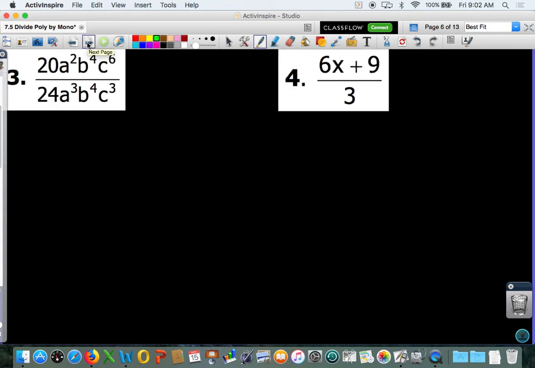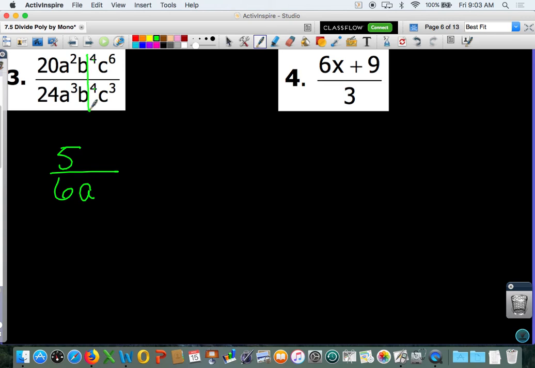Number 3, still dividing, still monomial divided by monomial, still review. Start by dividing your coefficients. 20 divided by 24 gives you the fraction 5 over 6. Then look at your variables. Start with your a's. Your exponents are 2 and 3, so 2 minus 3 is actually negative 1, knowing that we can't have a negative exponent, so we're going to put that a on the bottom, so it will be a positive exponent. Your b's, 4 minus 4, those cancel. 4 minus 4 is 0.